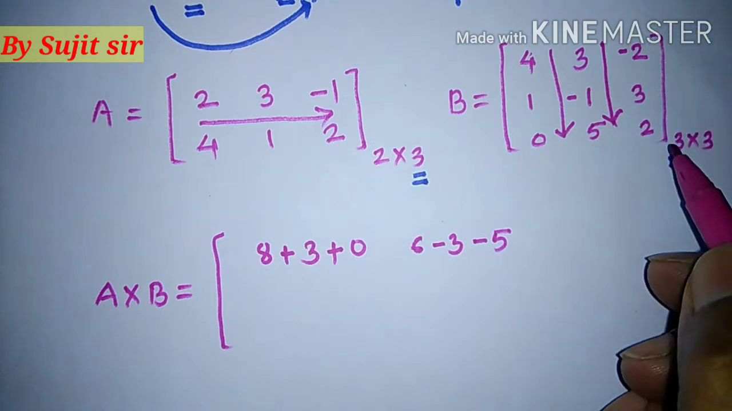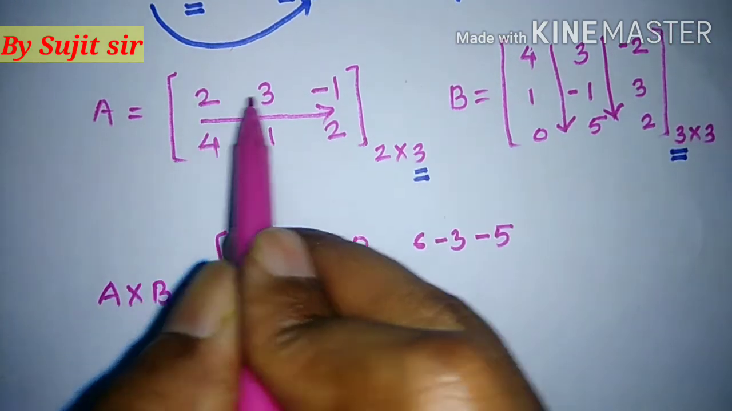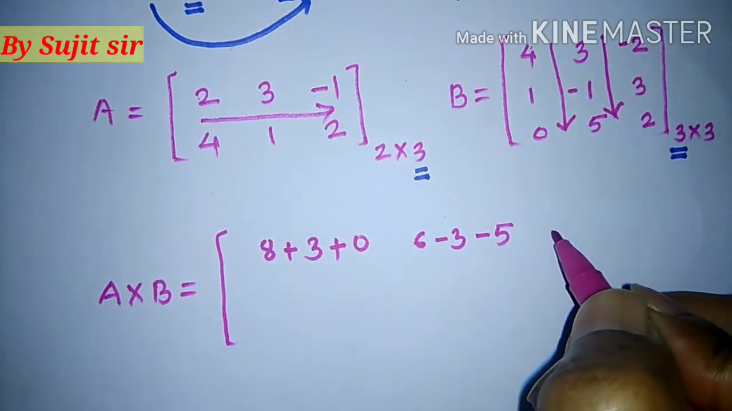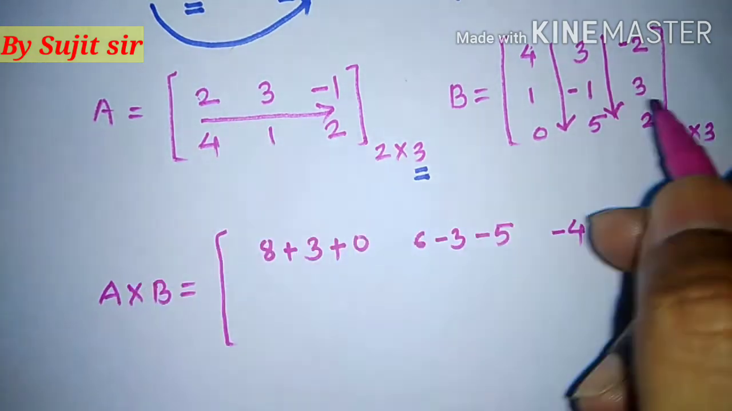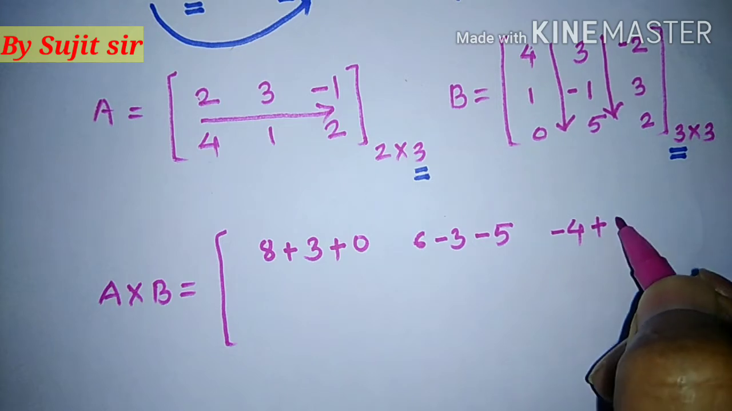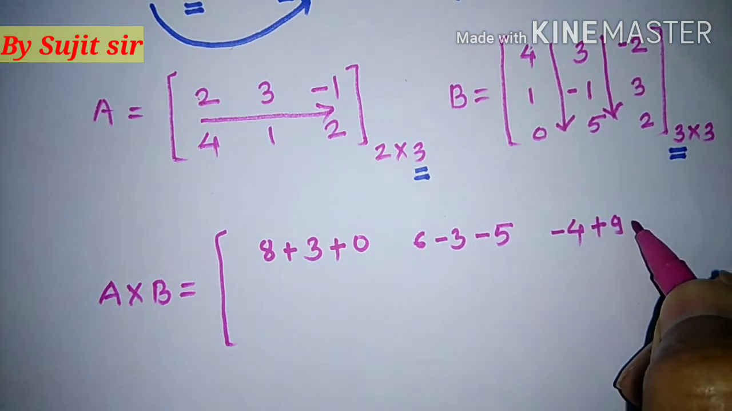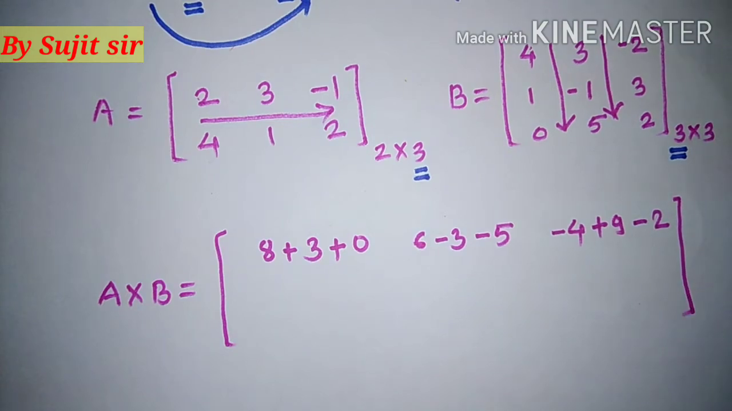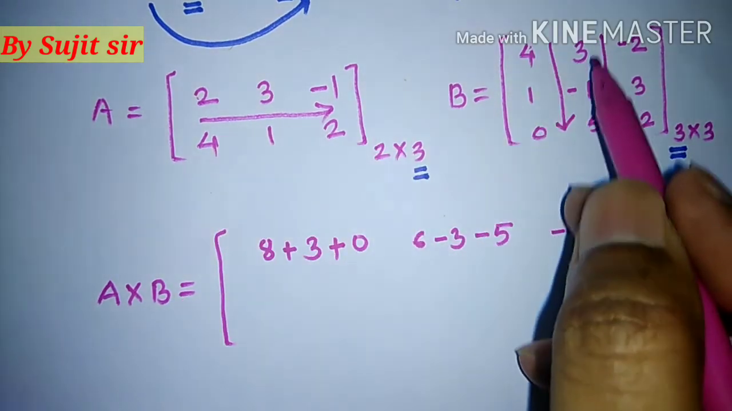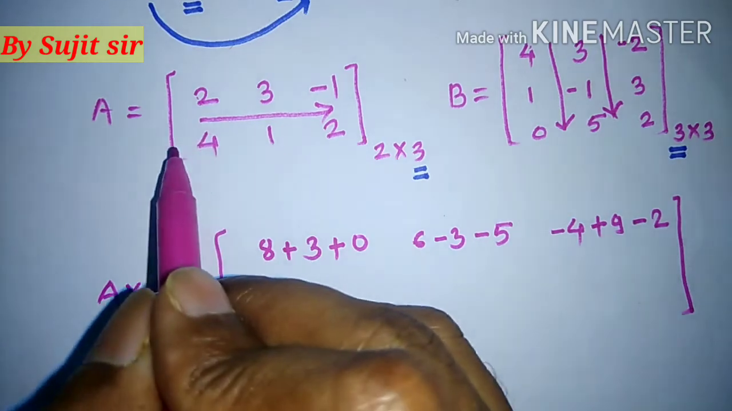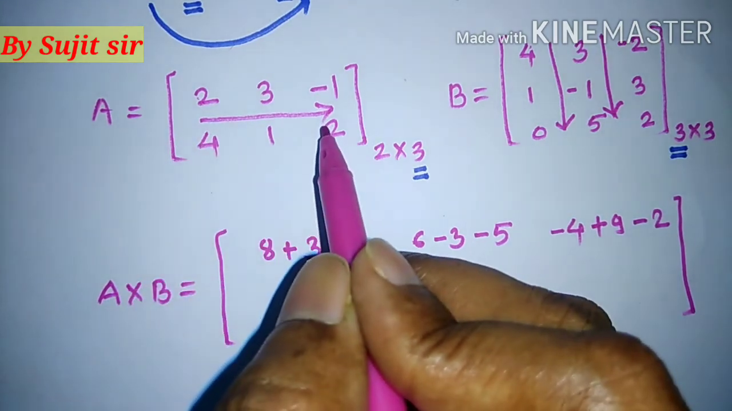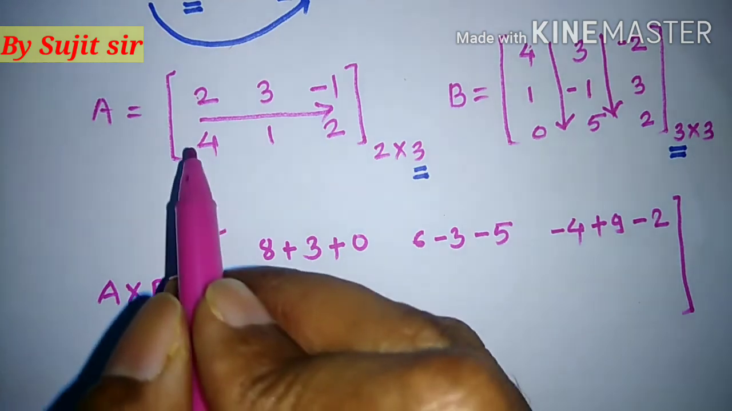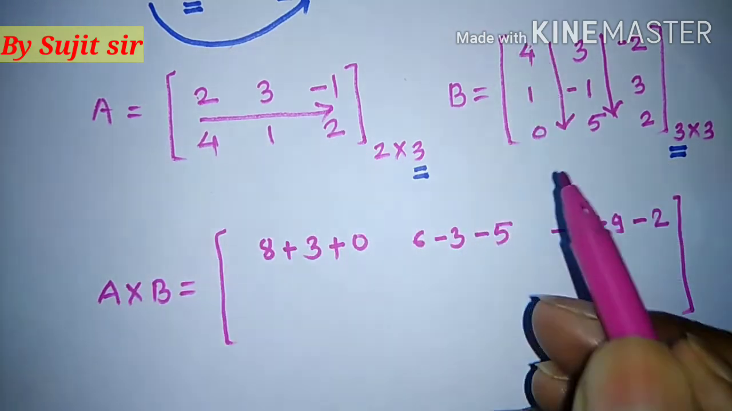Then take the third column of the second matrix, keeping the first row as it is. So 2 into minus 2, minus 4. 3 into 3, 9. And minus 1 into 2, minus 2. Now all columns of the second matrix are finished. Now we take the second row of the first matrix and repeat with the columns of the second matrix one by one. So second row, first column.